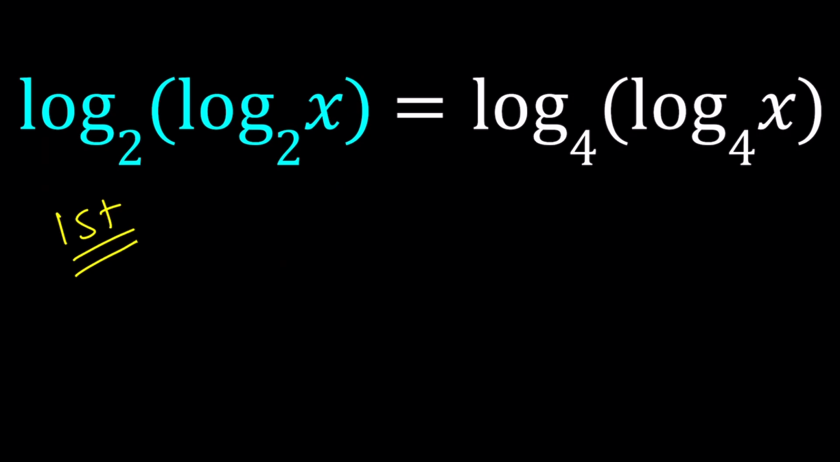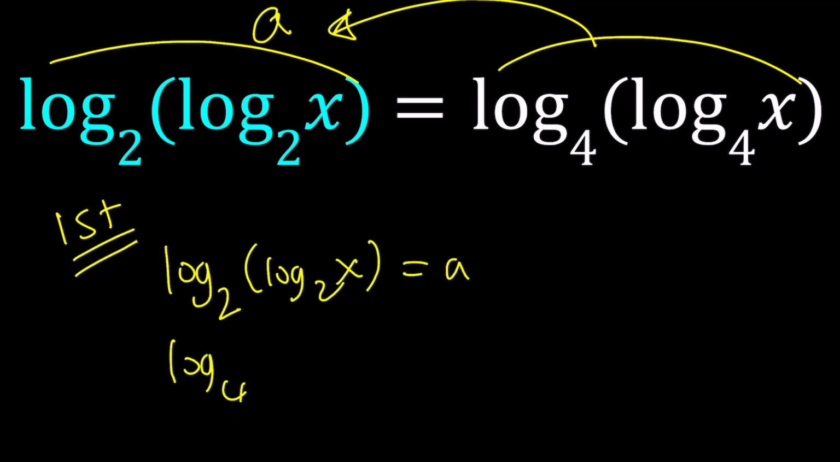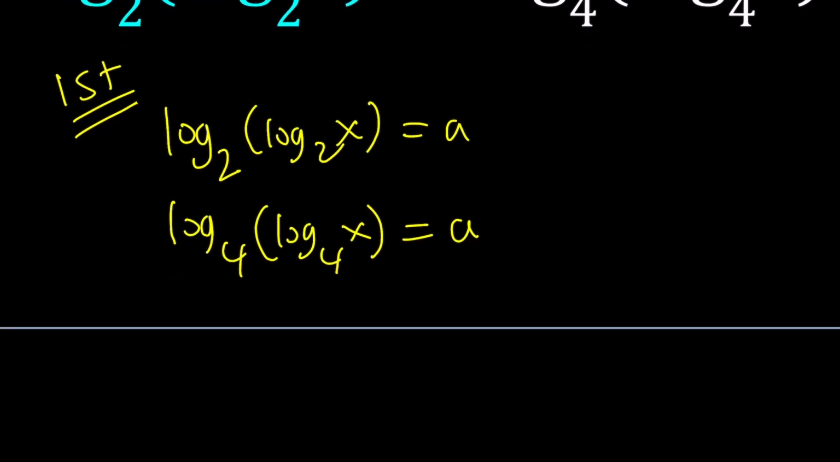For my first method, I'm going to use an awesome method that I almost always use, and that is called substitution. You knew that, right? So I'm going to go ahead and call this A. And since these two things are equal, this is also going to equal A. So log base 2 of log base 2 of x equals A, and log base 4 of log base 4 of x equals A. You know what I'm talking about, right? Okay, now let's start with the first one.